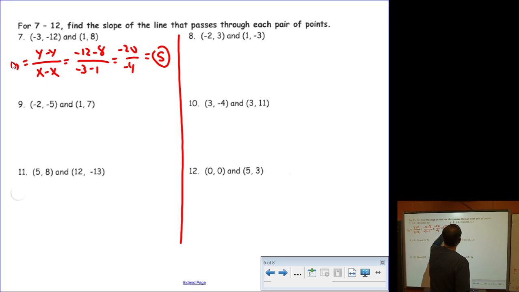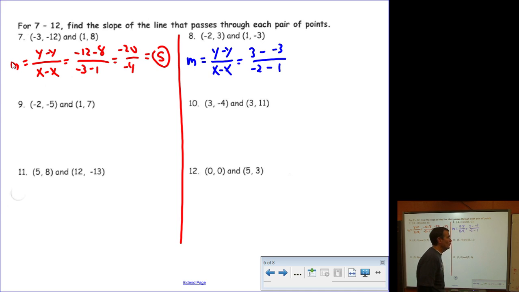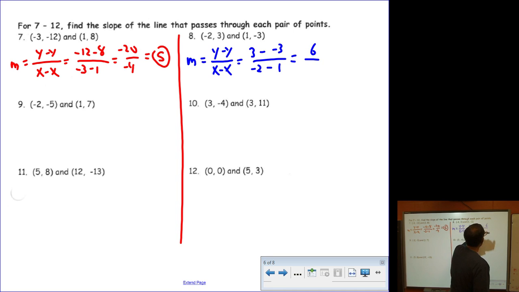Number 8, I'm going to calculate the slope by doing y minus y over x minus x. That would be 3 minus negative 3 over negative 2 minus 1. Well, 3 minus negative 3 is 6. Negative 2 minus 1 is negative 3. And that gives you a slope of negative 2.